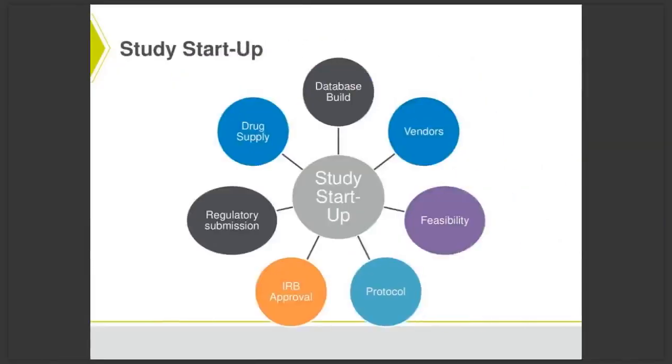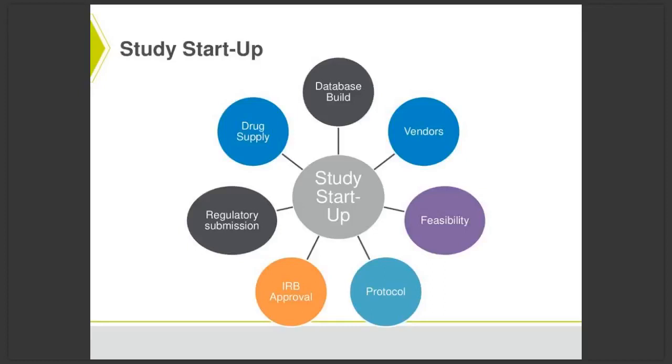So basically, in the startup phase, you have your database build, you have to pick your vendors, feasibility, IRB approval, regulatory submission. You have to think about drug supply as well. All these folks are involved in the beginning of the studies in order for you to be able to actually go and get the first patient dosed.